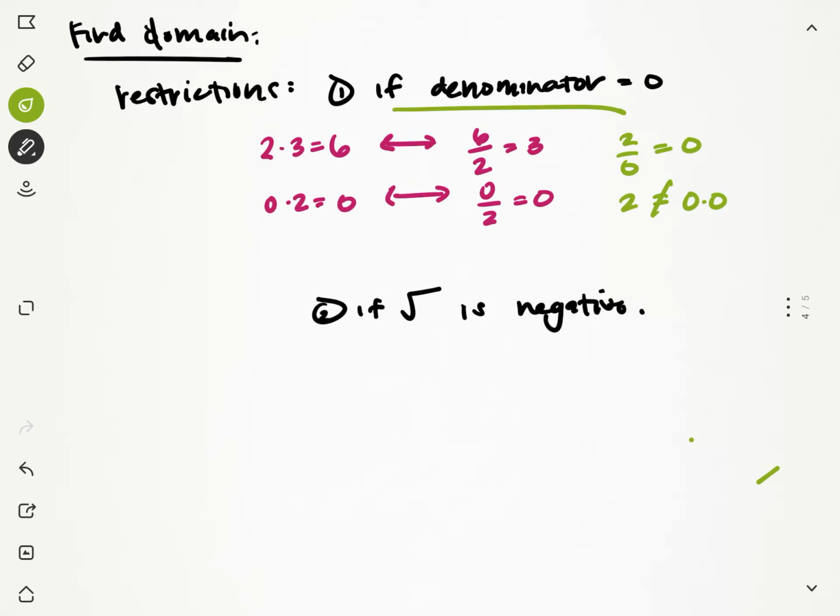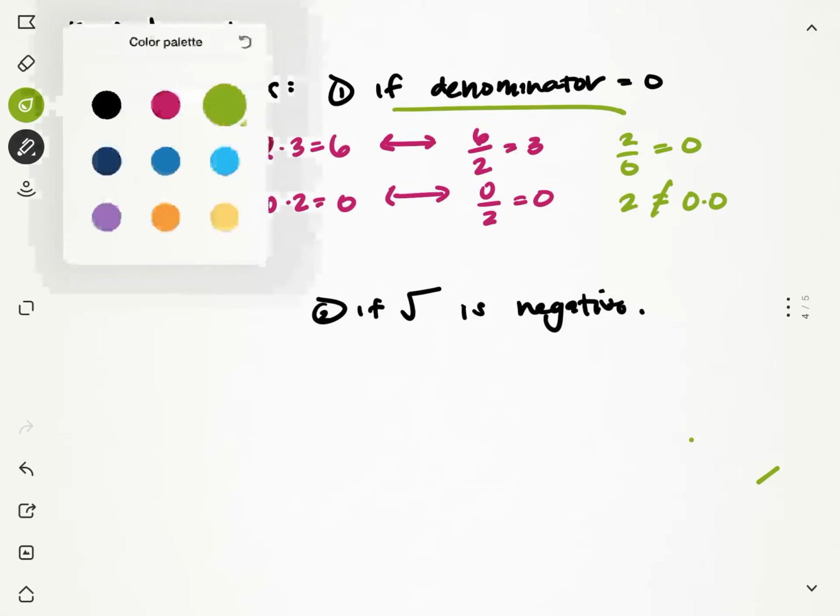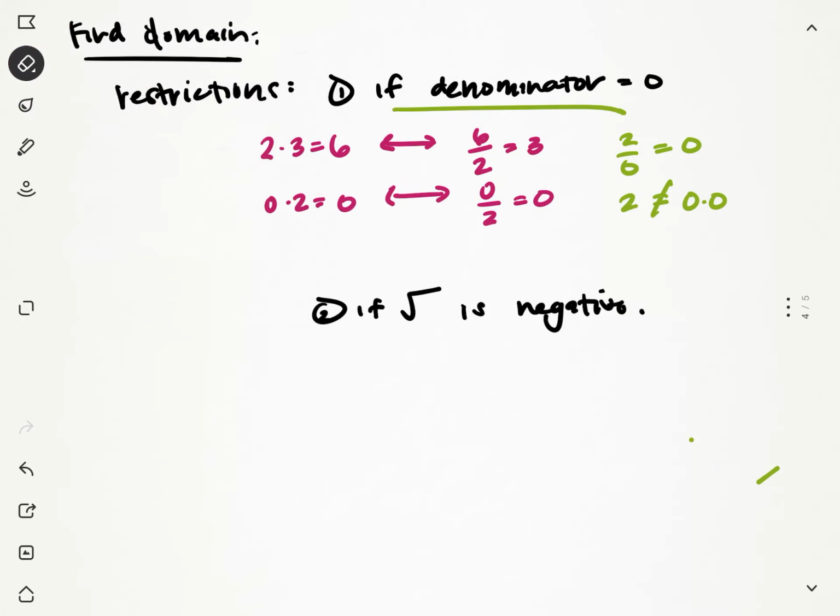Okay. Now the other one is if the square root is negative, or any even root for that matter. If we have a negative there, then it's not a function. So let's talk about why that is mathematically as well.